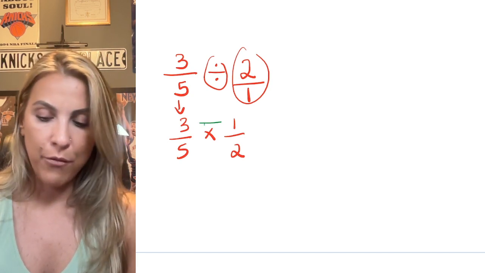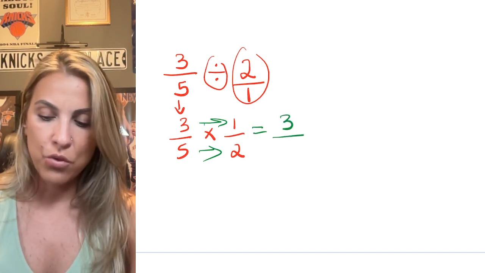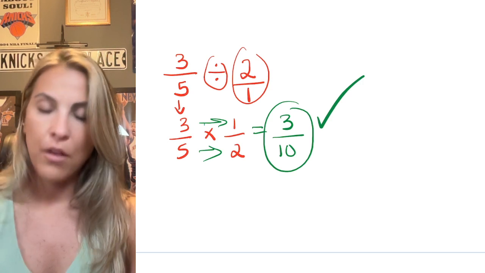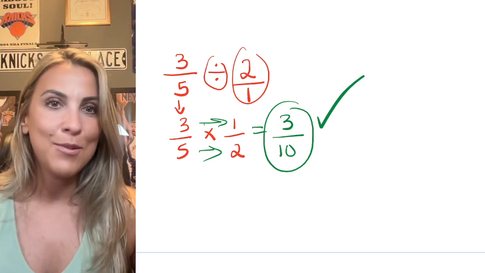Now we're going to follow that same procedure for multiplying fractions, which is just to go straight across. And that gives me 3/10 as my answer. And 3/10 can't be simplified anymore, so I'm done. And that's how you divide fractions.